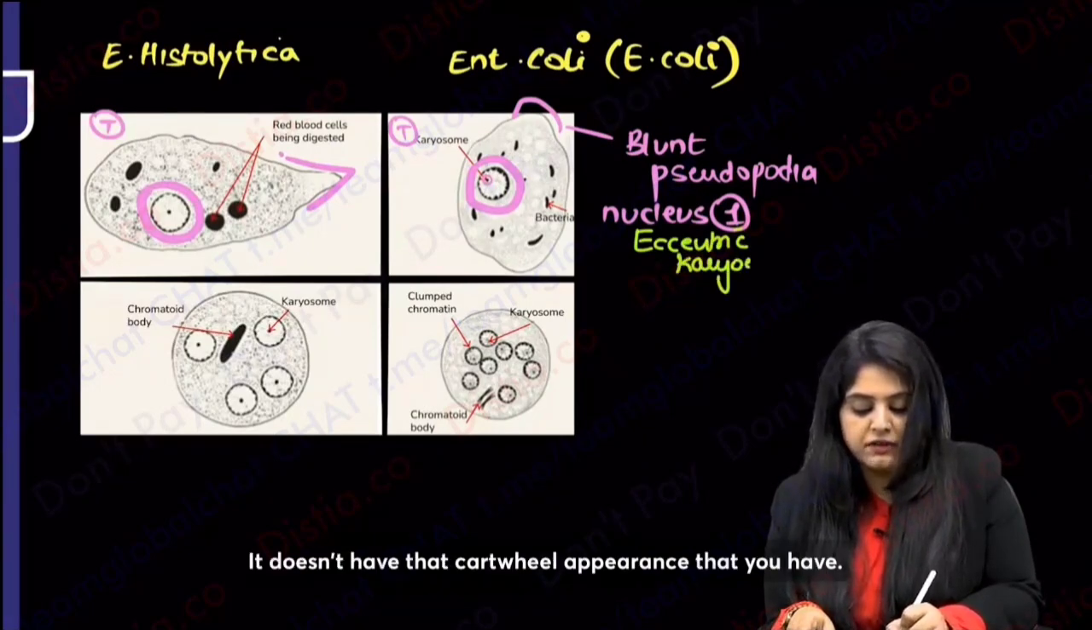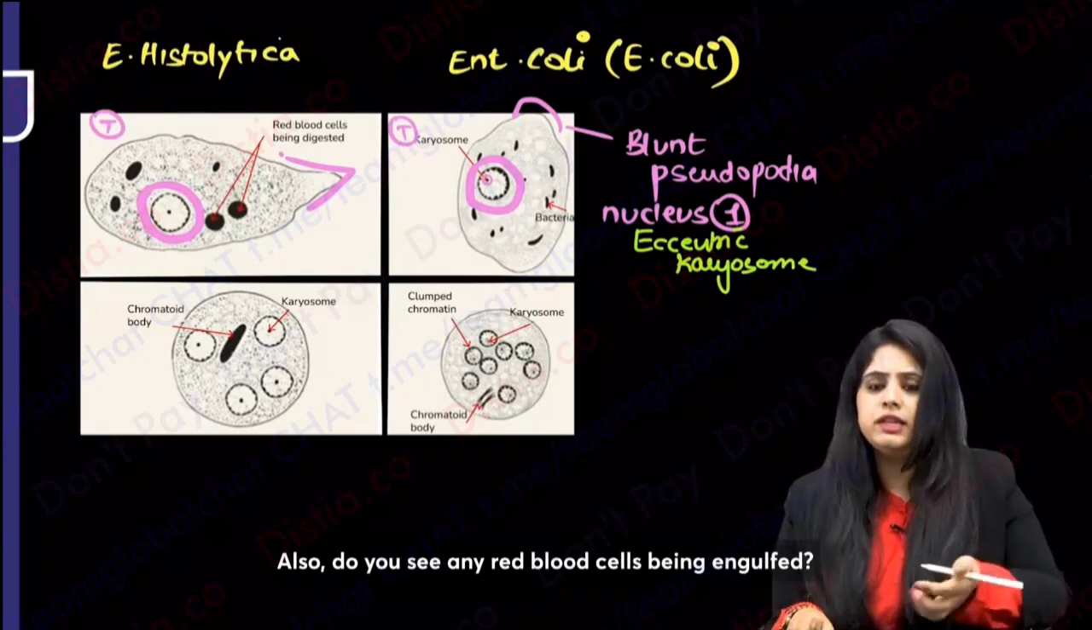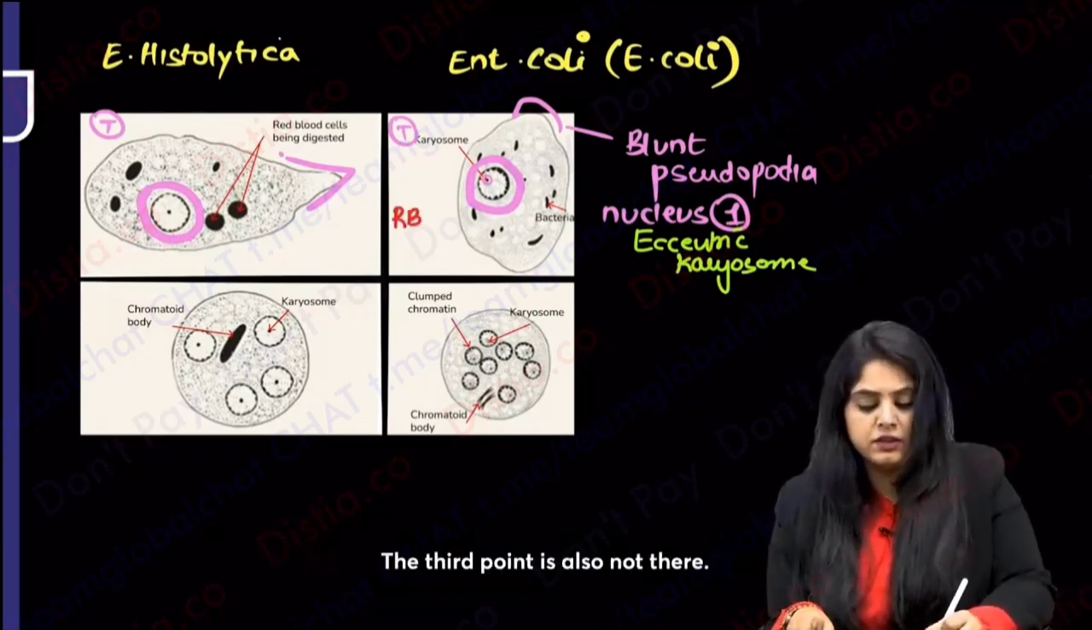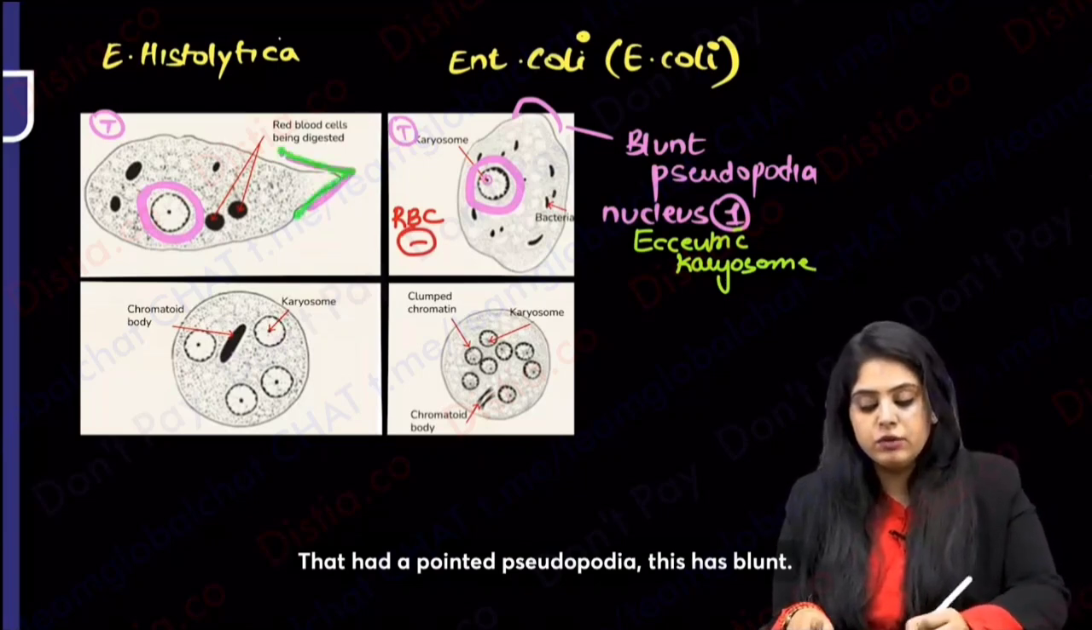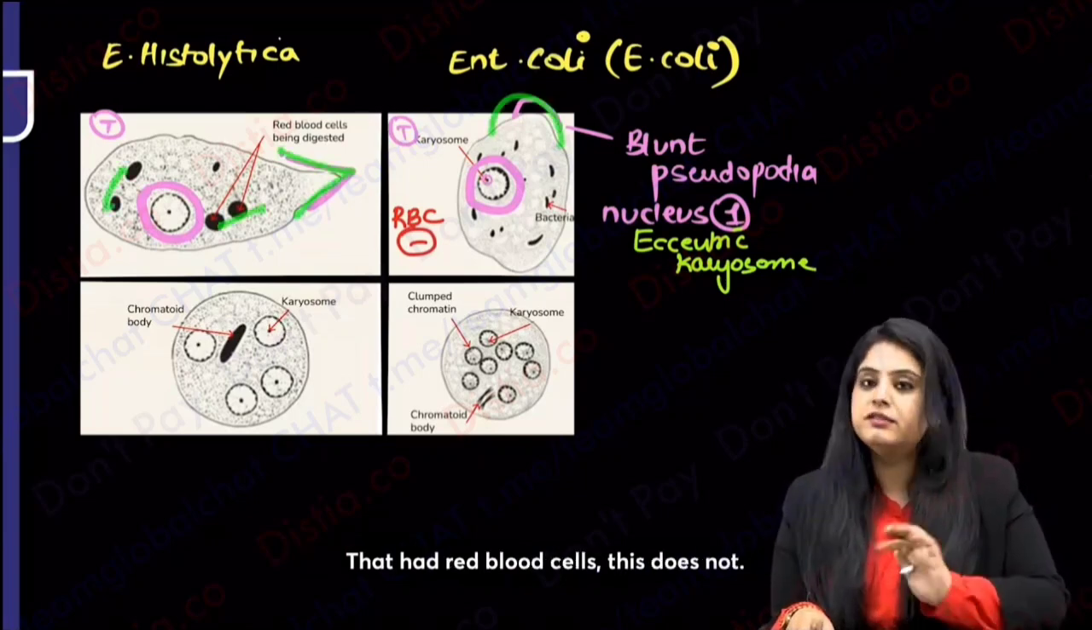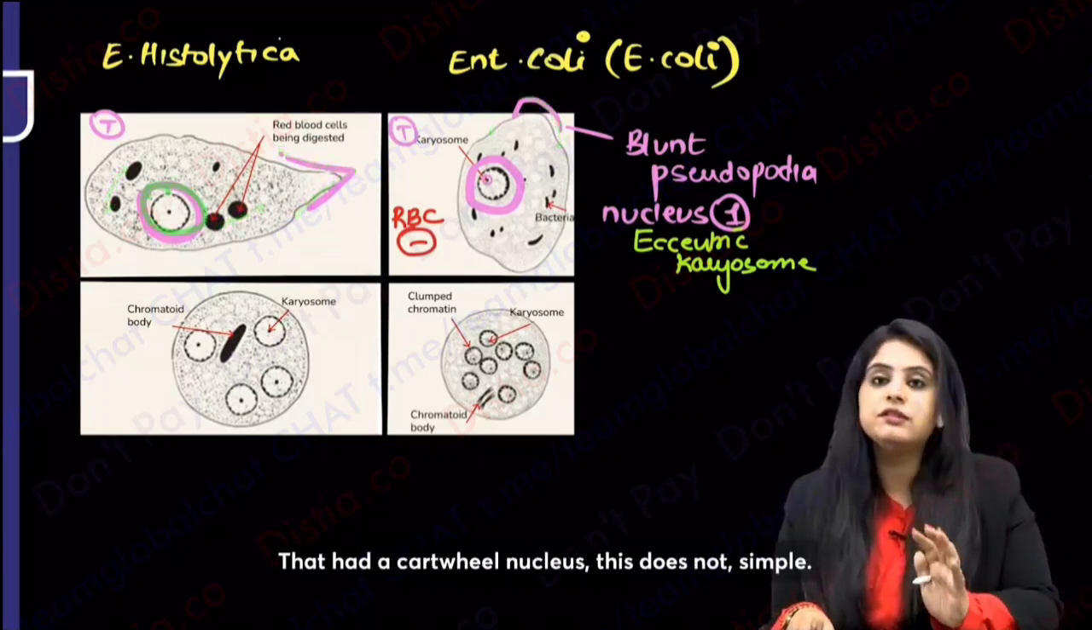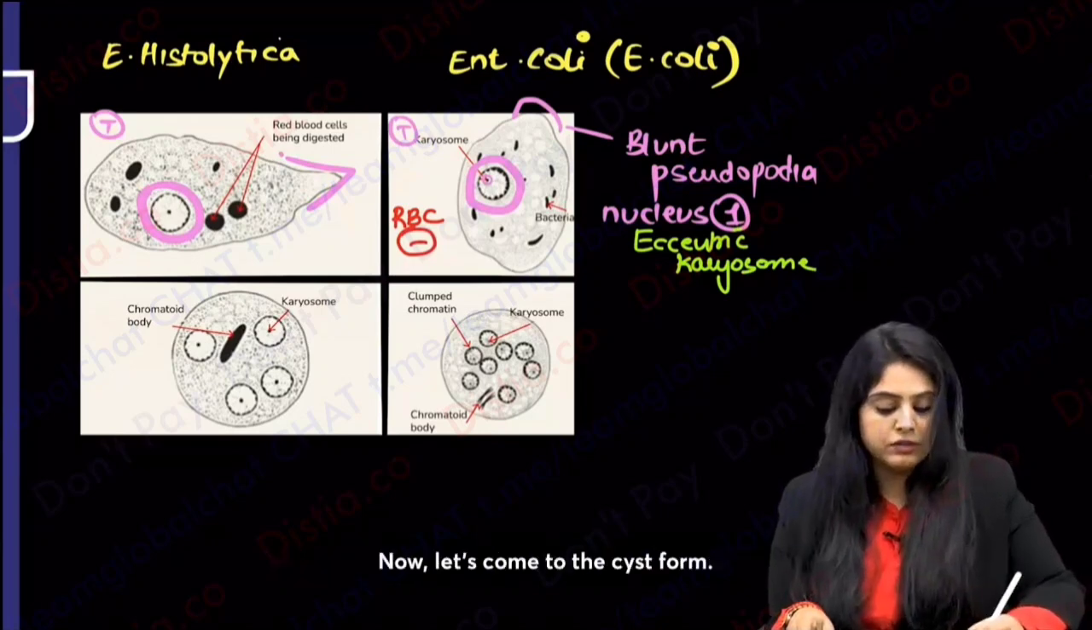It doesn't have that cartwheel appearance that you have. Also, do you see any red blood cells being engulfed? The third point is also not there. Dekho, the 3 points are all different. That had a pointed pseudopodia, this has blunt. That had red blood cells, this does not. That had a cartwheel nucleus, this does not. Simple. Now let's come to the cyst form.